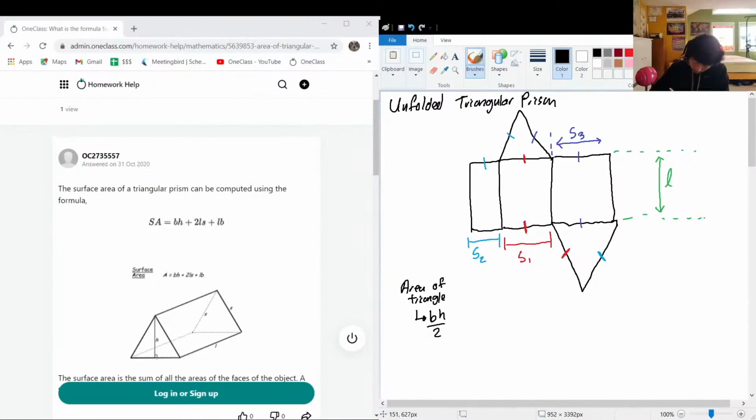So another property that we're going to need, let's put that in orange, is the height, which is going to be from here to here. So that's going to be the height, and this is going to be the height.